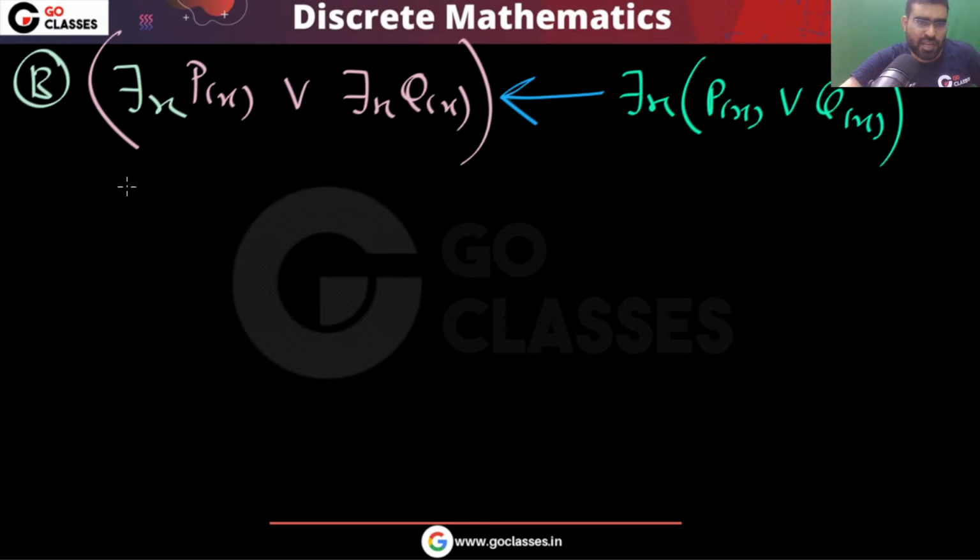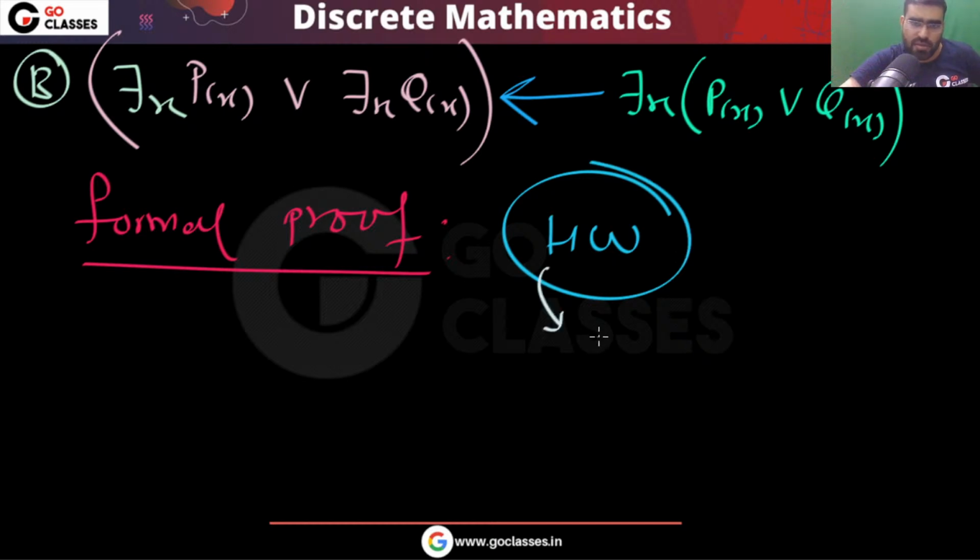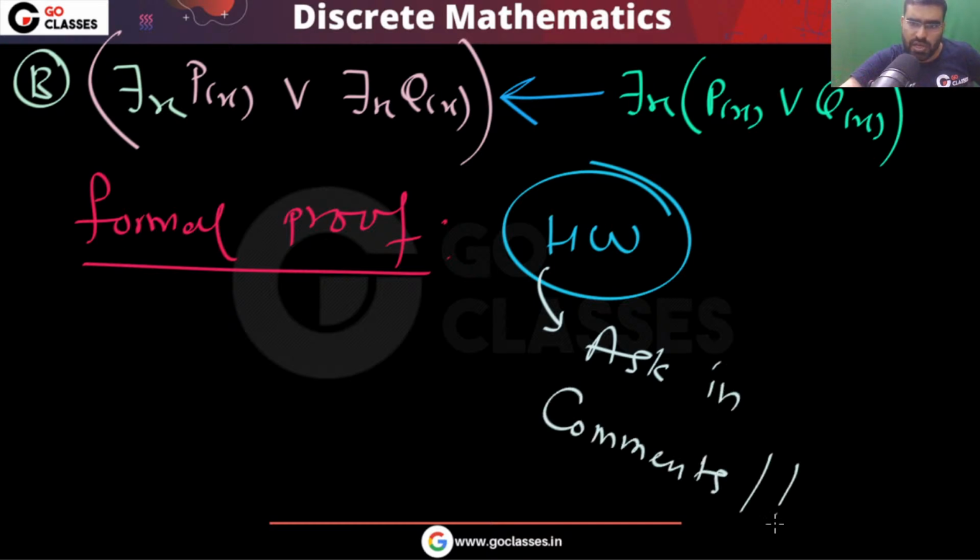The formal proof, can I give you as a homework? The other proof, the formal proof, like the intuitive proof we have seen, can I give you as a homework? If you have any doubt, you can ask in the comments.